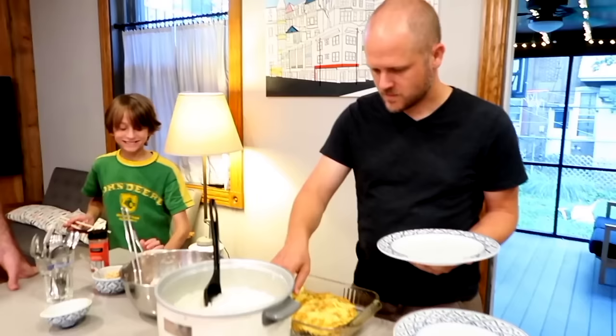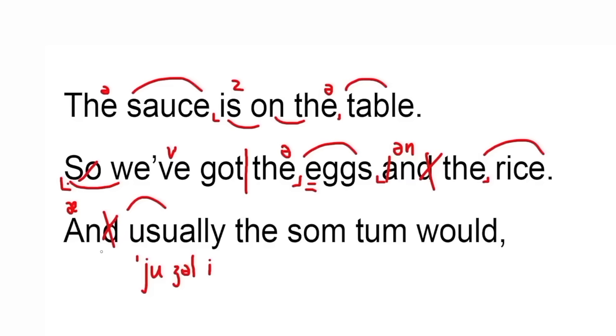Usually the somtam would have sticky rice with it. The somtam, said quickly with the schwa. Then we have a couple words that are a little bit more stressed. Of course, this is not English, this is Thai. She's making a Thai salad here.